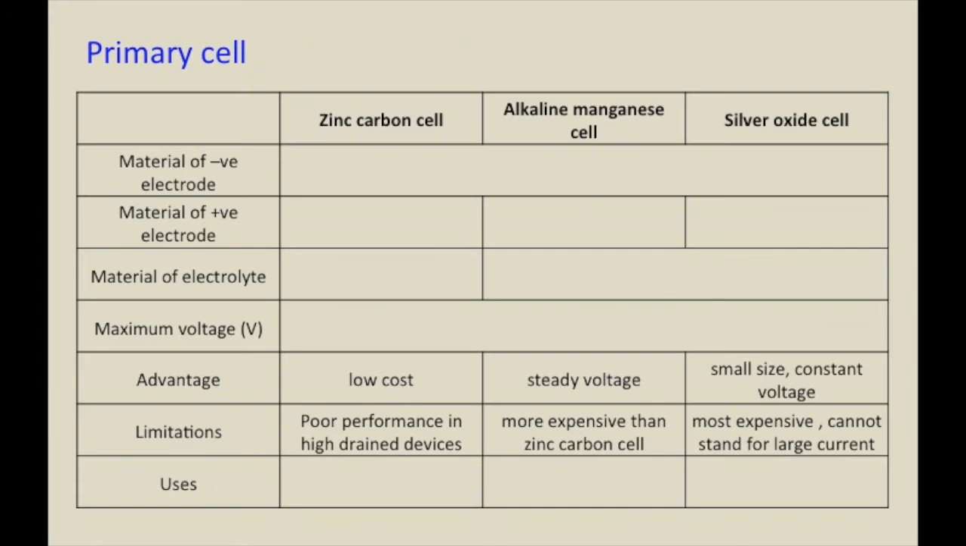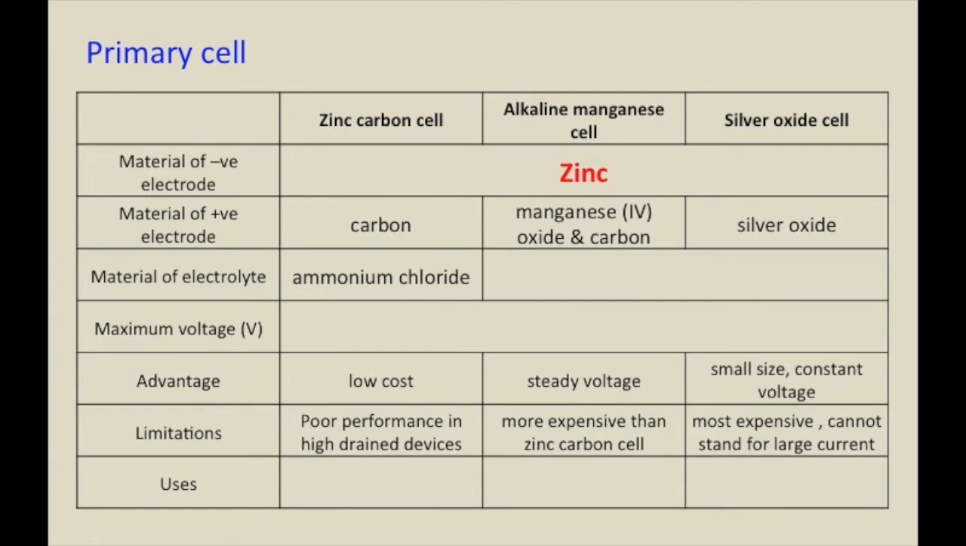Now, in the next page, we are going to discuss the detail of the primary cells. First of all, for all kinds of primary cell we mentioned in this section, the material for the negative electrode is zinc, which is a reactive metal, and you may understand that it will donate or give electrons. While for the zinc carbon cell, the carbon rod will be used as the positive electrode, and the electrolyte is ammonium chloride.